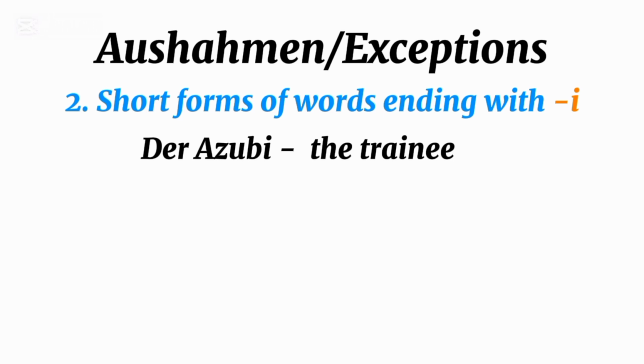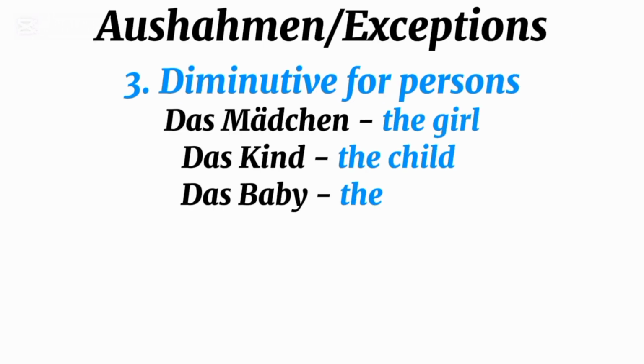We also have another exception. The third one is the diminutive for persons, for example, das Mädchen. Mädchen is a young girl. Das Kind is a child, das Baby. All these: das Mädchen, das Kind, das Baby. Girl, child, baby, we don't know if they are male or female. They are just neutral. That's why they are given this neuter article. That is all about das articles.